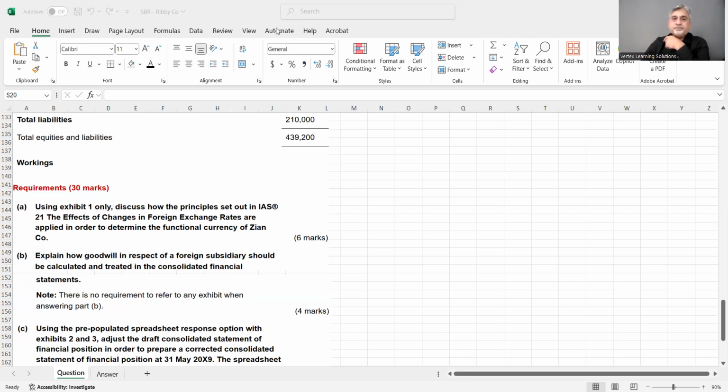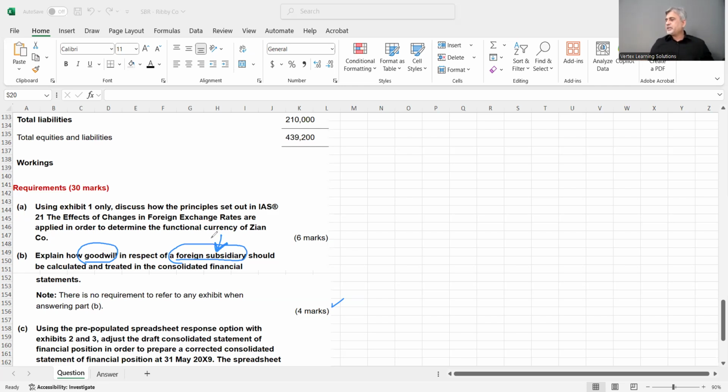What do we have to tell? They're asking us to find the treatment of goodwill in respect of a foreign subsidiary, and that is for 4 marks. Now, it will depend. Basically, it's not asking about goodwill itself. You can begin with what goodwill is or how it is calculated. That will not be damaging, but the primary focus is only goodwill in respect of a foreign subsidiary.